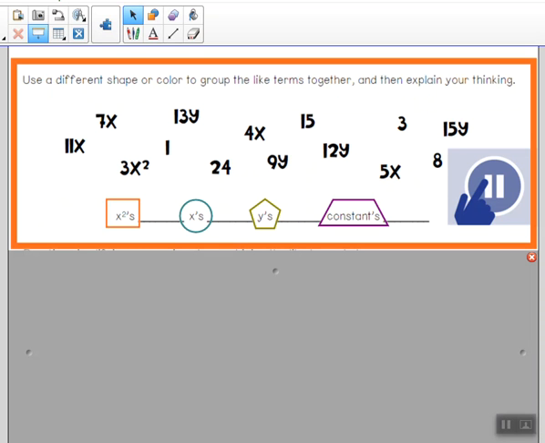Now, what I want you to do now is look at this box right here, use a different shape or color to group the like terms together, and then explain your thinking. So draw boxes around anything that has an x squared, circles around anything that has an x, pentagons around anything with a y, and trapezoids around the constants. And they also want you to group them together. So figure out what those squares add up to, what those circles add up to, and so on. Pause it, give it a shot, and then we'll come back.